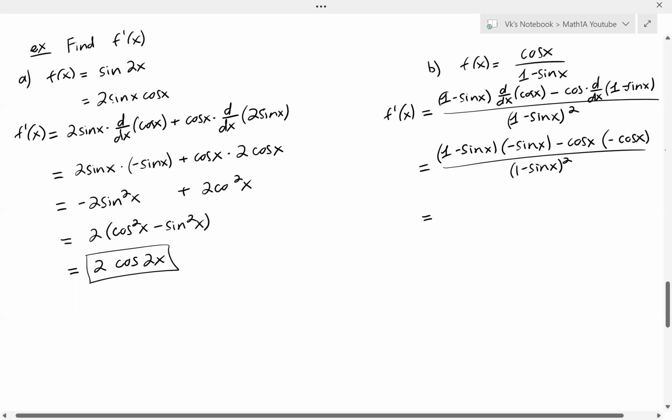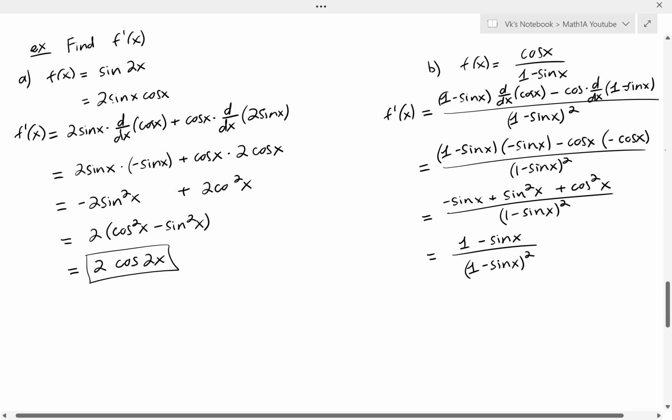Now we simplify this. We have negative sine x plus sine square x plus cosine square x over (1 minus sine x) square. Sine square plus cosine square is 1. So 1 minus sine x over (1 minus sine x) square. And then from here, we can get rid of one factor and we have 1 over 1 minus sine x. Yay! Very cool. Pythagorean identity is very useful.